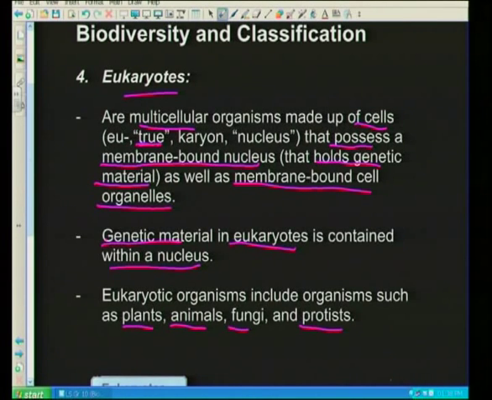Your protista, meaning the amoeba, your fungi, which is your bread mold and your mushrooms and your mildew, and all the different animals that you know of, and all the different plants that you know of. So the plants, animals, fungi, and protista are eukaryotic simply because they have cells that have a nucleus which is bound by a nuclear membrane.